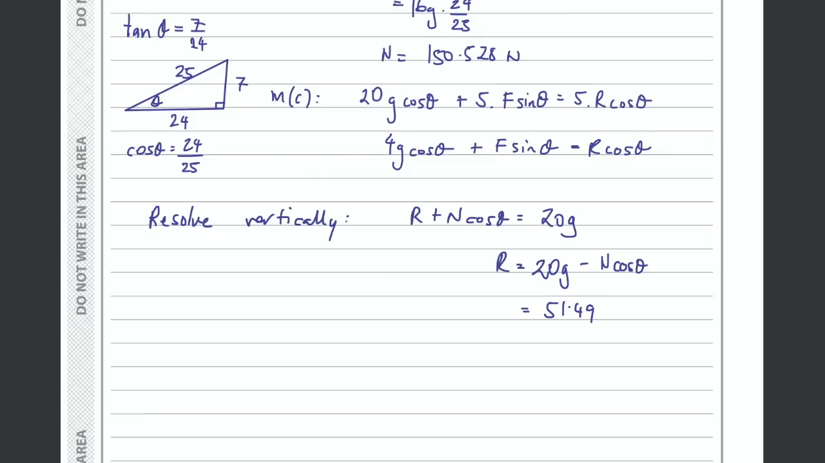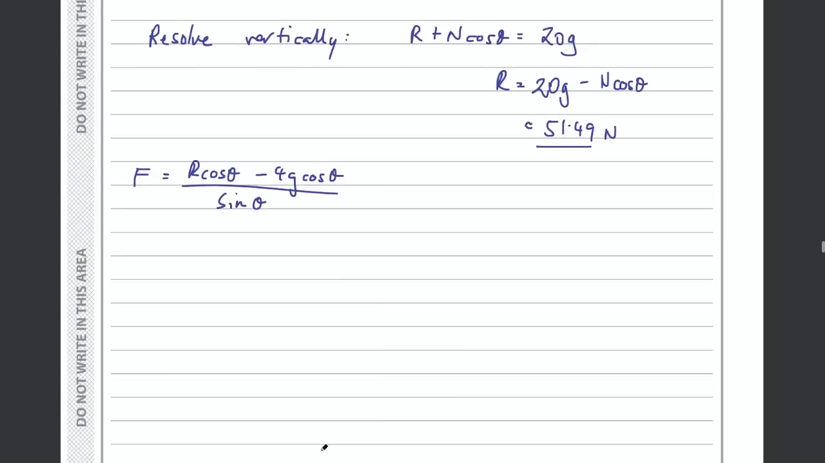51.49 rounded off. So that's approximately, okay, and that's in newtons. And now I can plug that in here and solve for F. So F would equal, rearranging this, R cosine theta take 4g cosine theta all over sine theta. Plugging in all of those values, I can also find sine theta as well.